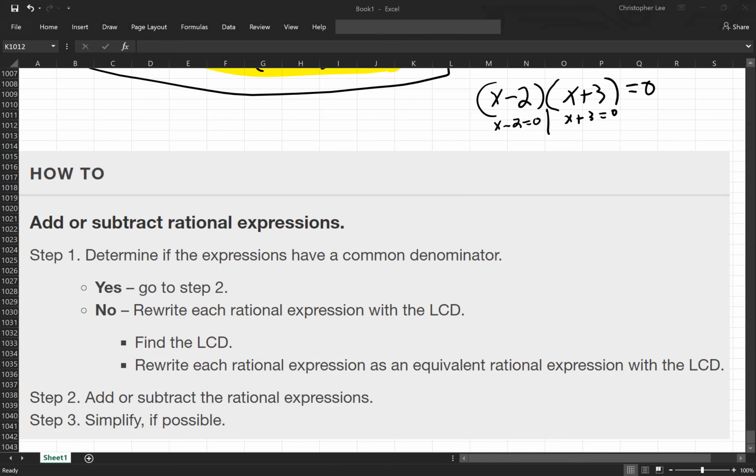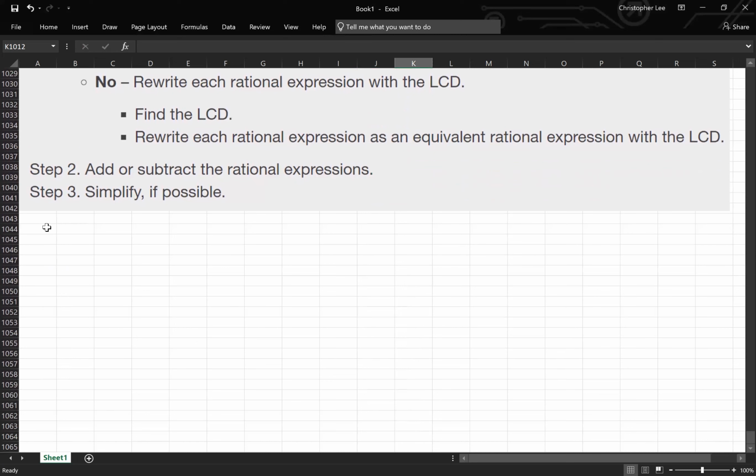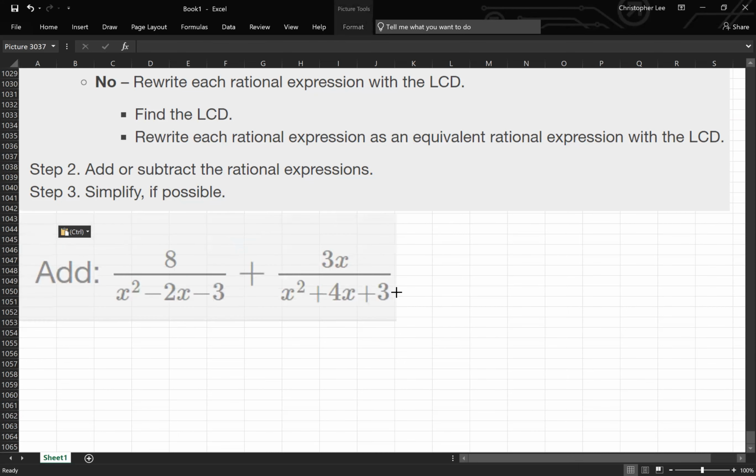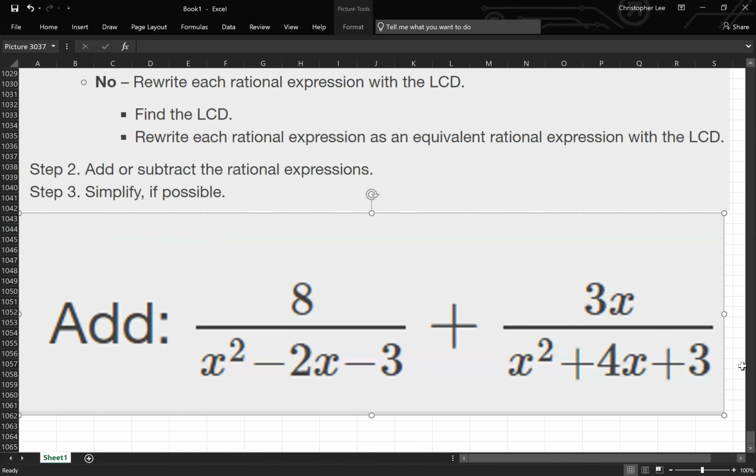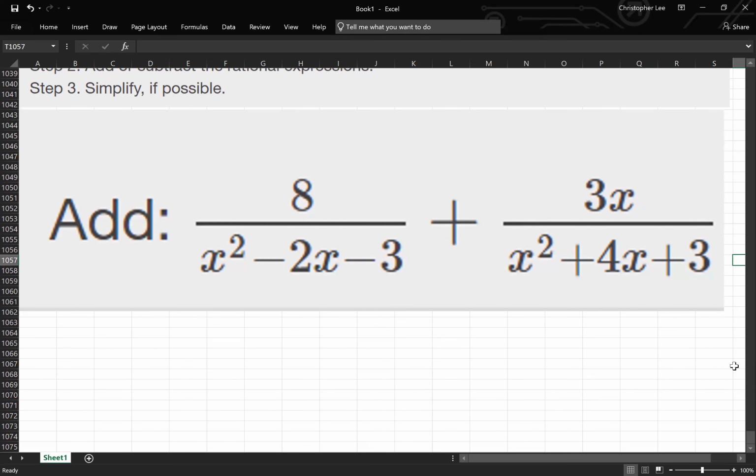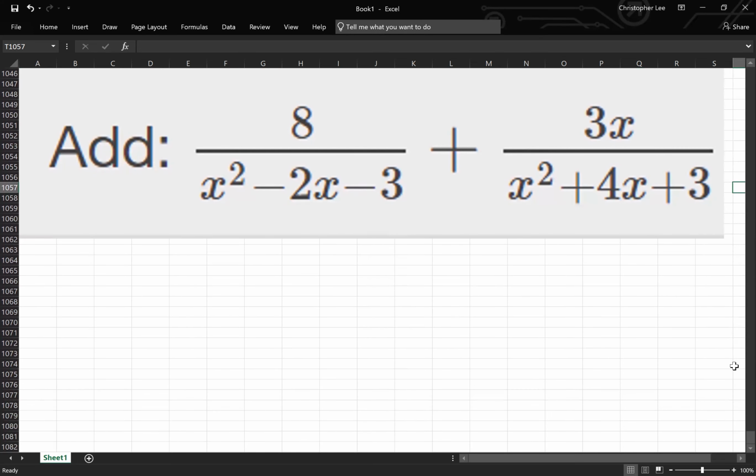Let's try another one. So I have 8 over x squared minus 2x minus 3 plus 3x over x squared plus 4x plus 3. First thing I should do here is what? So how do I do that? Not multiply. Starts with an F. Right, factor. That's it.